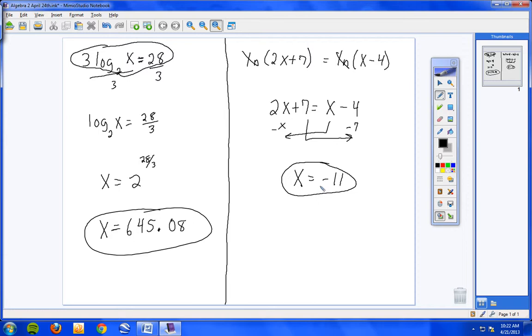So if you got negative 11 for your answer, you're wrong. Come up here to your argument. Here's your argument. I'm going to underline it in red. Here's your argument right here.